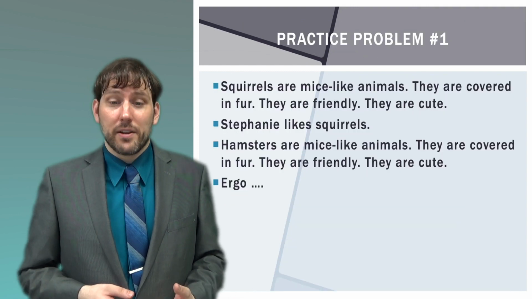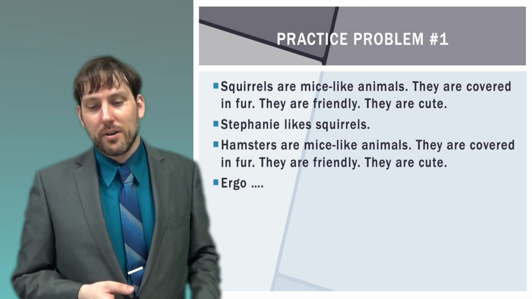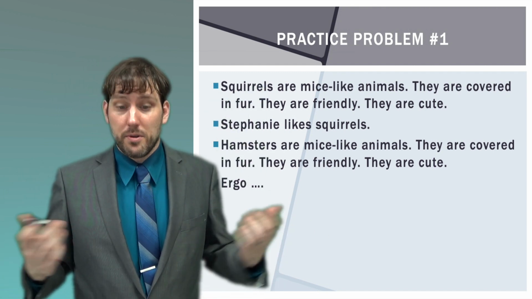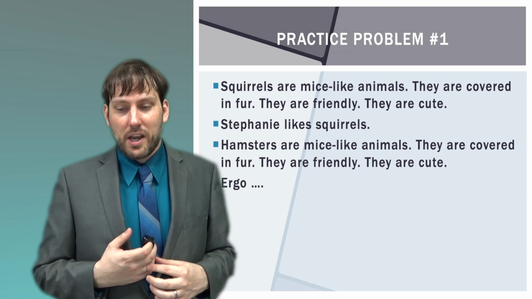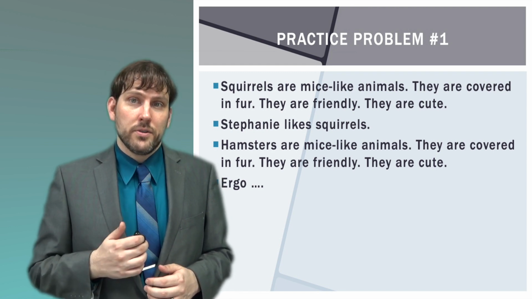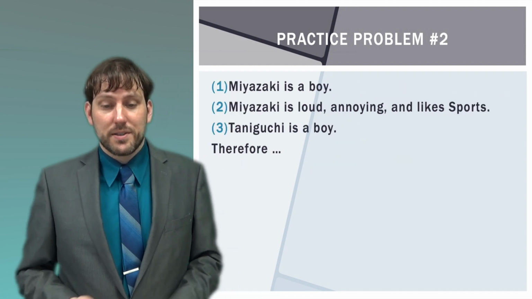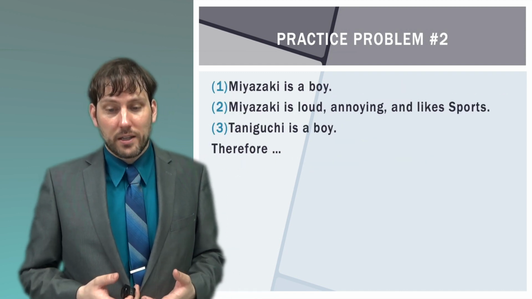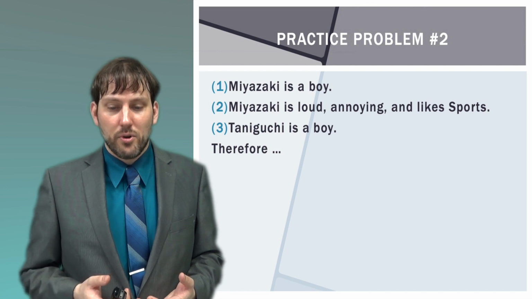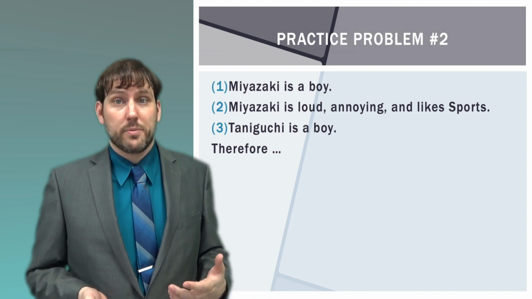Let's do a problem together. Squirrels are mice-like animals. They're covered in fur, they're friendly, they're cute. Stephanie likes squirrels. Hamsters are mice-like animals. They're covered in fur, they are friendly, they are cute. Ergo, Stephanie probably likes them too. Okay, let's go to another problem. Miyazaki is a boy. Miyazaki is loud, annoying, and likes sports. Taniguchi is a boy, therefore. We might say that Taniguchi is loud or annoying or likes sports or all three.